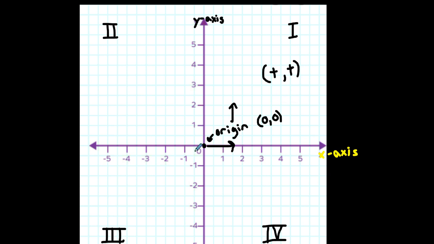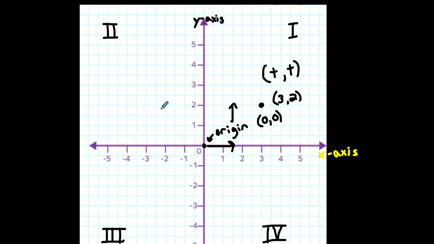So an example, 3, 2. If I go right 3 and up 2, that point is right here. Notice 3, 2, they are both positive values, and it ends up in quadrant 1.